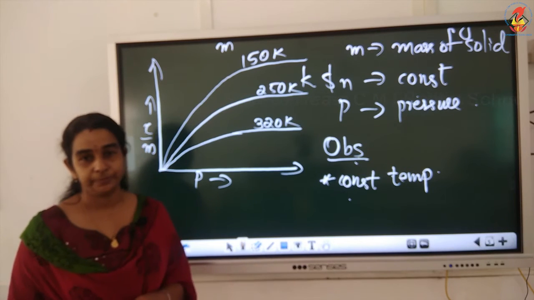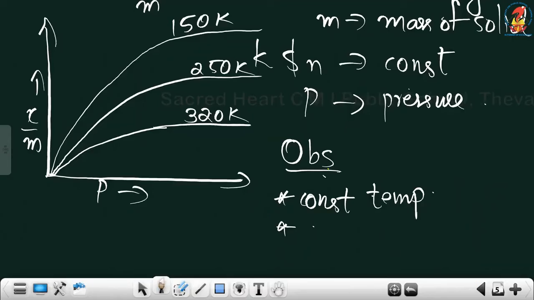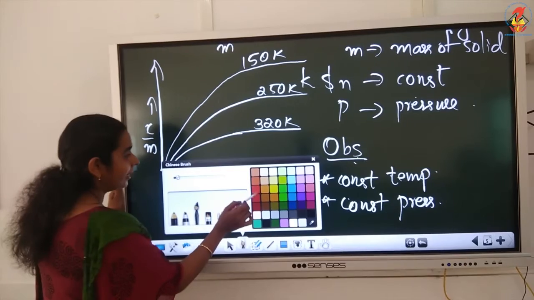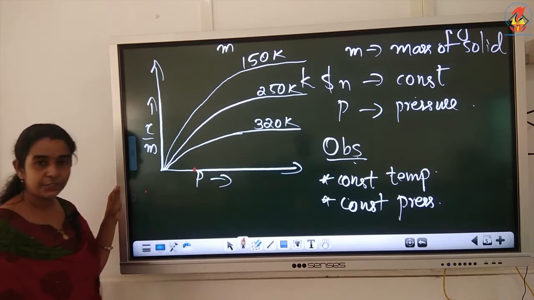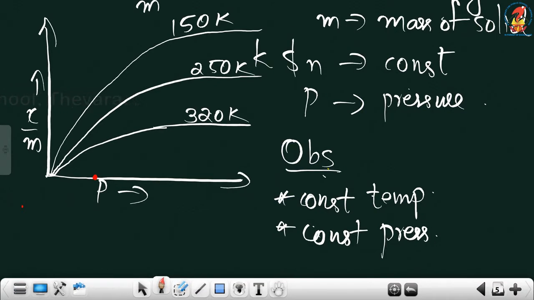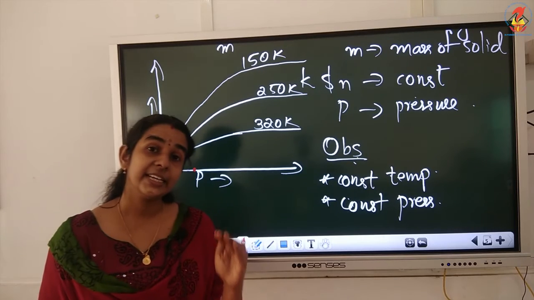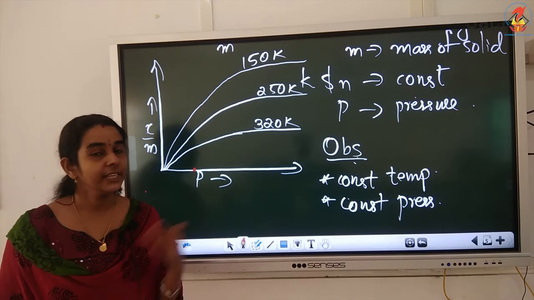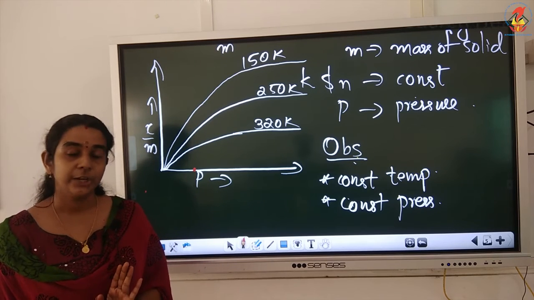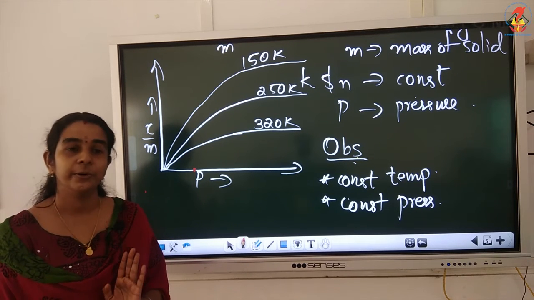with pressure. Now the second observation we have to consider is at constant pressure. Let us consider this constant pressure. What happens when we increase temperature? At constant pressure, when we increase temperature, the amount of gas adsorbed decreases, and the reason we also explained, due to increase in kinetic energy and so on.